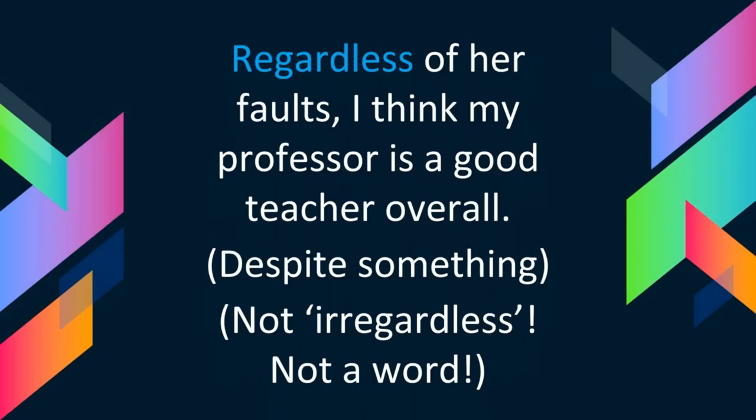Now, here we have another form, regardless, which means despite something or in spite of something. So our example is, regardless of her faults, I think my professor is a good teacher overall. Now, very frequently, you will hear native speakers say, irregardless. Technically, that's not a word, but you will hear it a lot. But the proper form that you need to use is regardless, not irregardless. Don't use it. Not a recognized word. Use the recognized word regardless.